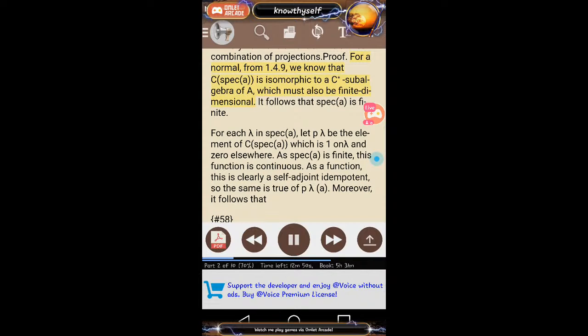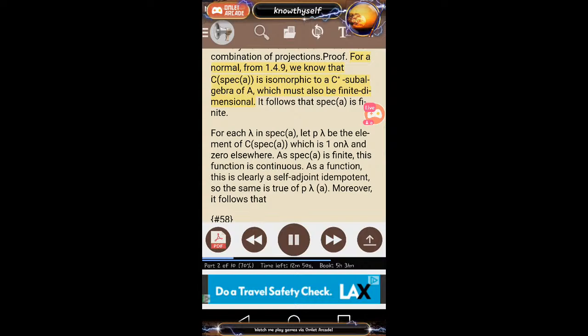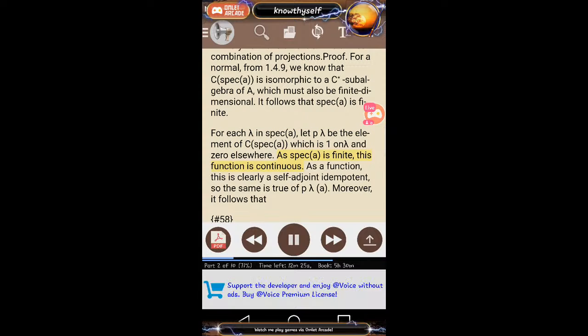Proof. For a normal, from 1.4.9, we know that C(spec a) is isomorphic to a C* subalgebra of A, which must also be finite dimensional. It follows that spec a is finite. For each lambda in spec a, let p_lambda be the element of C(spec a) which is 1 on lambda and 0 elsewhere. As spec a is finite, this function is continuous. As a function, this is clearly a self-adjoint idempotent, so the same is true of p_lambda(a).